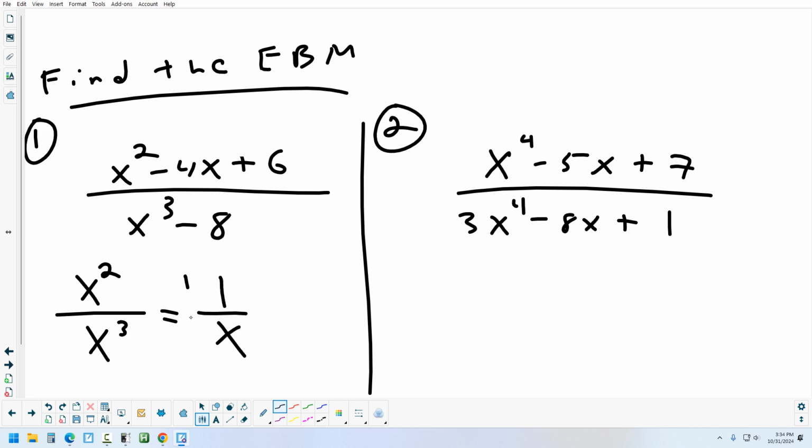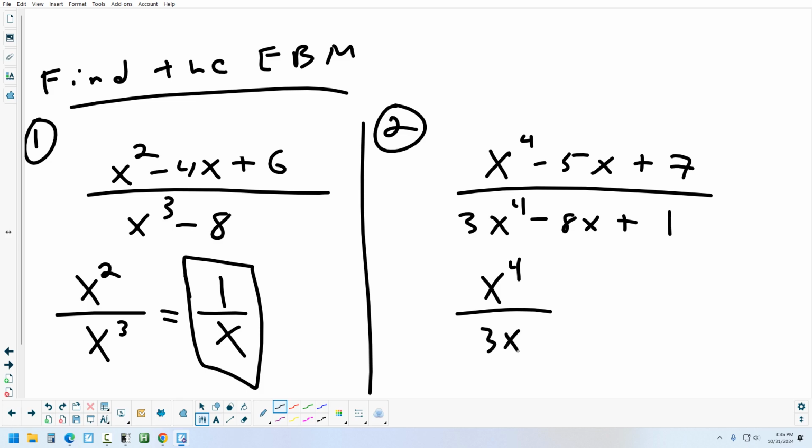Generally, when you write an EBM, I don't usually see it written as an equation. It's written as an expression. It's a model. It's not an equation. So 1 over x. Okay, let's look at this one. What's the highest degree term in the top for example 2? Yeah, x to the 4th. What's the highest degree term in the bottom? Yep, 3x to the 4th. And when you reduce that EBM as much as you can, what do you get? Yeah, 1/3.